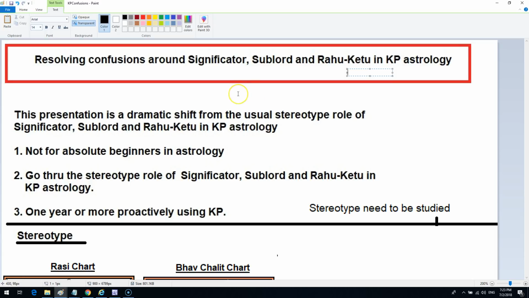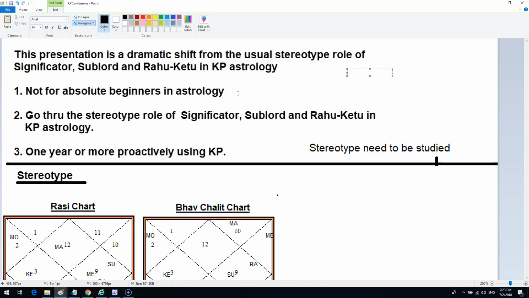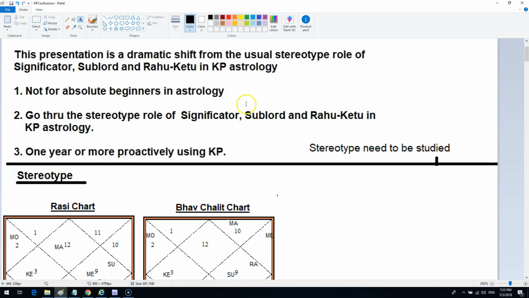Now this is meant for the advanced KP astrologer, and this is not meant for people who are absolute beginners in astrology. And I'm talking about absolute beginners in astrology, not in KP astrology. So the absolute beginners have to go to Parashari astrology and first start learning the Parashari. And many of you who have devoted more than a year or so using Krishnamurti Paddhati or the KP astrology and have been analyzing charts, this particular presentation is meant for you.